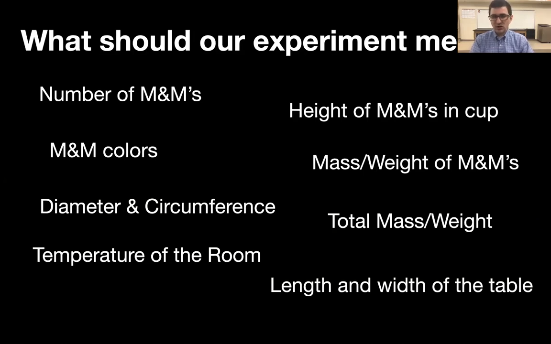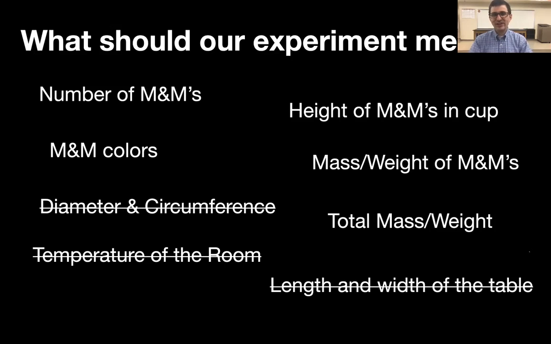And one way to start eliminating things is just to think about, well, what are things that don't really change at all over the course of the experiment? Like the size of the M&Ms doesn't change, the temperature of the room doesn't change, the table doesn't change at all. So we can wipe those off right away. So then looking at this, we might ask ourselves, well, which of these would be a good independent variable? Which would be a good dependent variable?